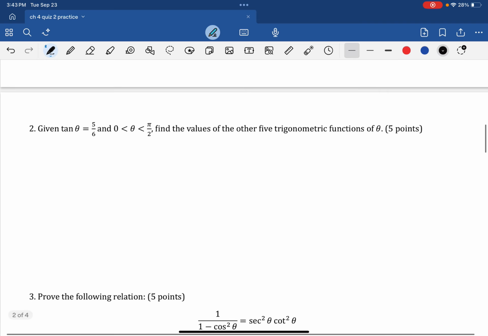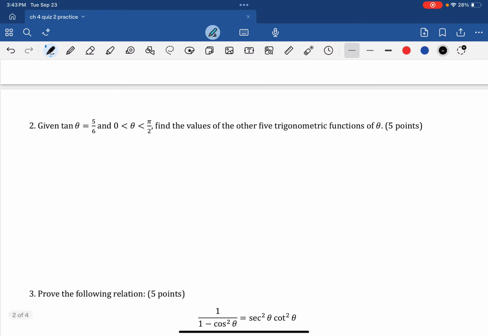Okay, next question. Given tangent of theta is 5 over 6, and theta is between 0 and 90 degrees, find the values of the other 5 trigonometric functions of theta. So for this question, we are able to draw a right triangle, because this is an acute angle. This is theta. And because tangent is opposite over adjacent, this could be 5, and this might be 6. Next we need to find the hypotenuse, which we can do with the Pythagorean theorem. 25 plus 36, take the square root of that. That leaves us with the square root of 61, which is not simplifiable.